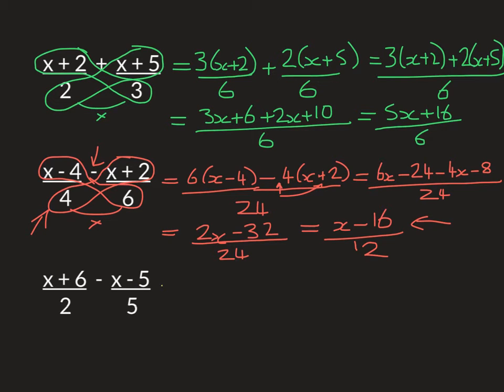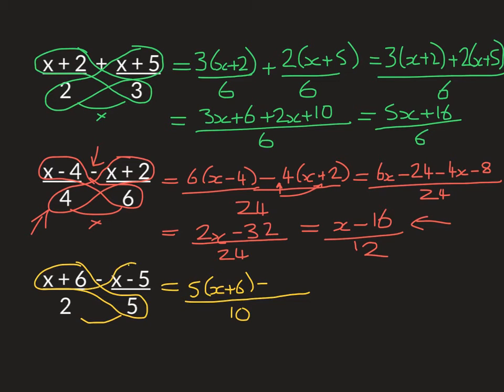Okay, so what we should have is, again, I'm going to get my denominator from doing 2 times 5. So it's all going to be over 10. And it's this times this. Minus this times this. Expand the top. So that's 5x plus 30 minus 2x.